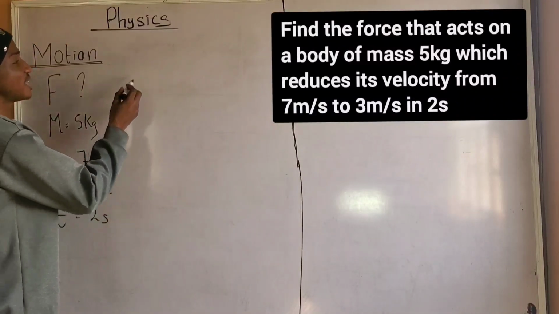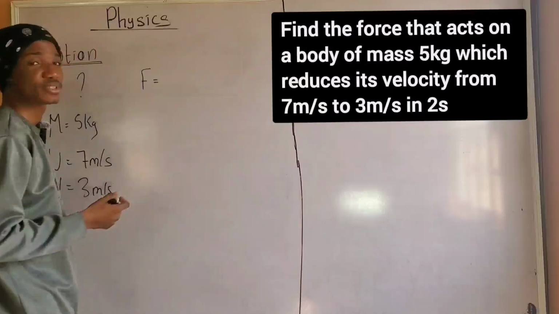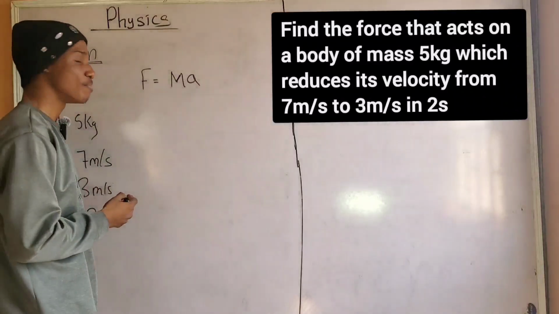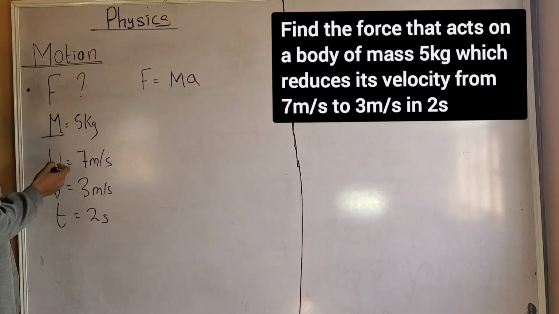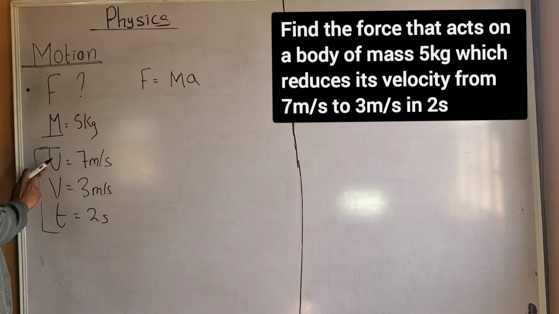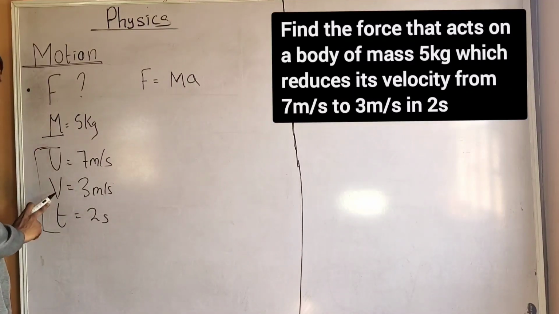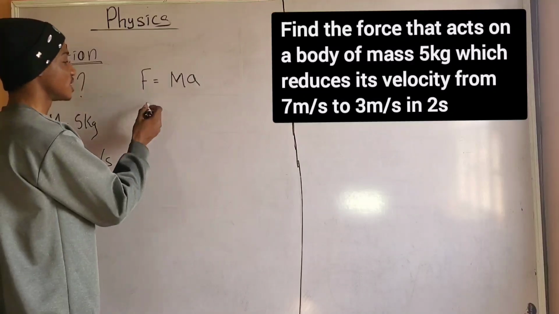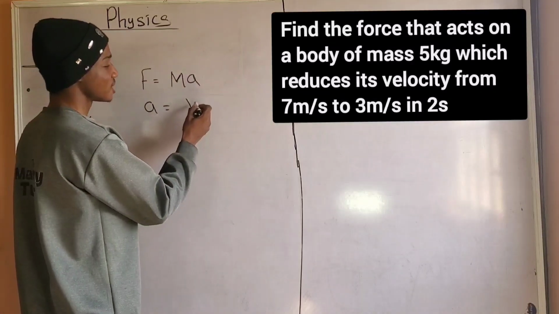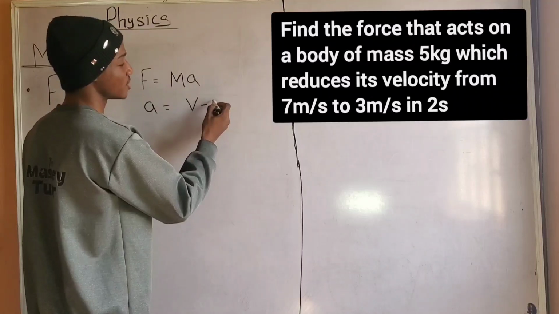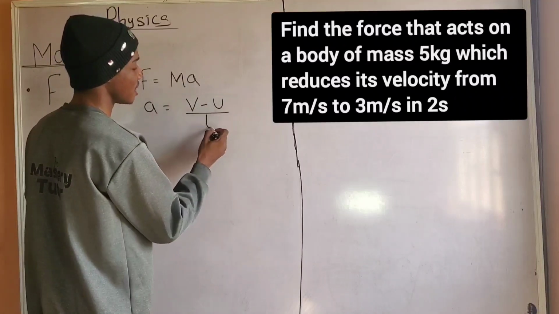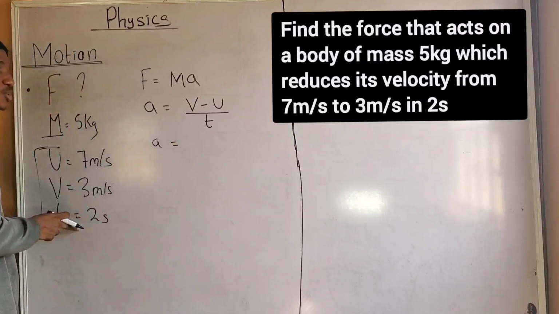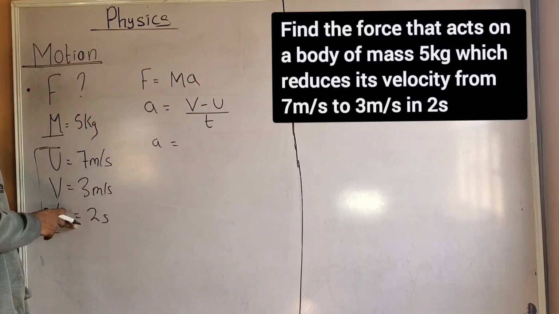We know that from the second law of motion, force is the product of mass and acceleration. But in the question, we are given only the mass. We are given other parameters, which are the initial velocity, the final velocity, and the time. From this formula, we need to get the acceleration. Acceleration is the change in velocity, final velocity minus the initial velocity, all over the time taken. So from these parameters, I can substitute to get the acceleration.